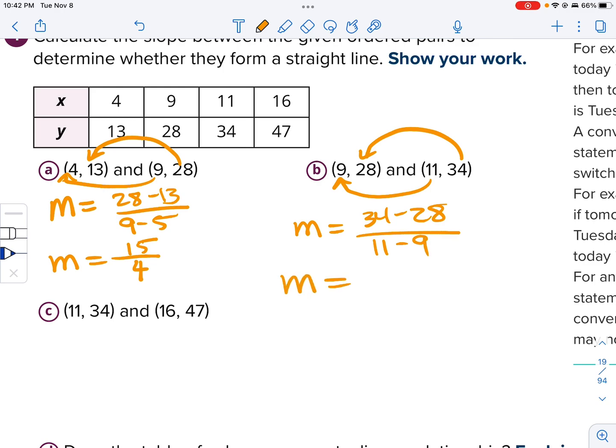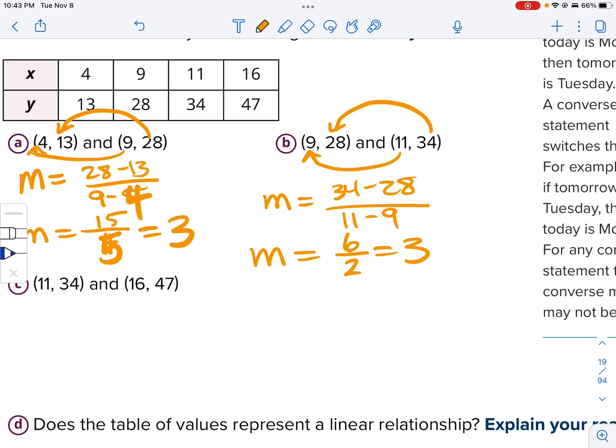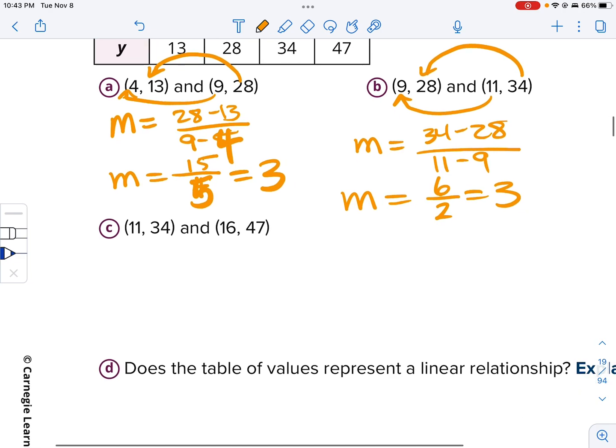Okay, 34, oopsie daisy. That's going to be a 6. That's going to be a 2. That gives me 3. Did I subtract correctly over here? 15. Oh, 9 minus 4. That gets me a 5. So that would be 3. Sorry about that. Then I do the same thing here.